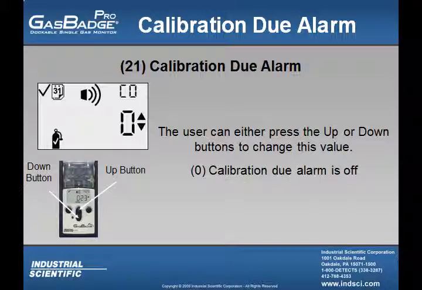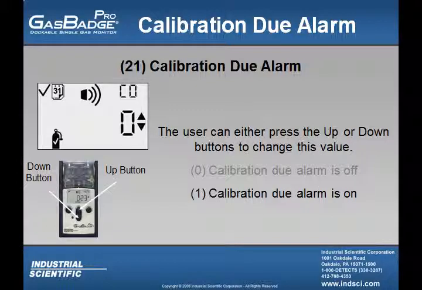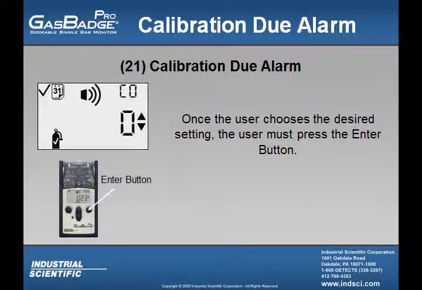A 0 means the Calibration Due Alarm is off. A 1 means the Calibration Due Alarm is on. Once the user has this feature to the desired setting, they can press the enter button, and this feature is now saved.